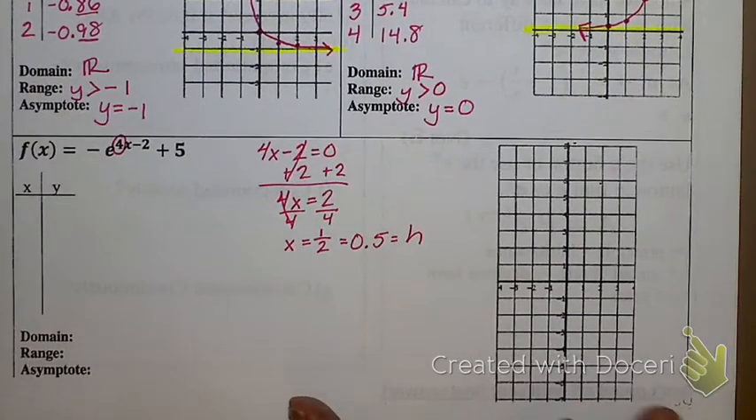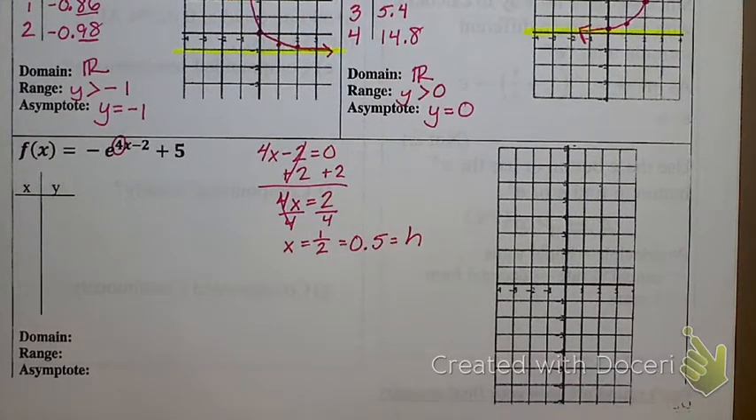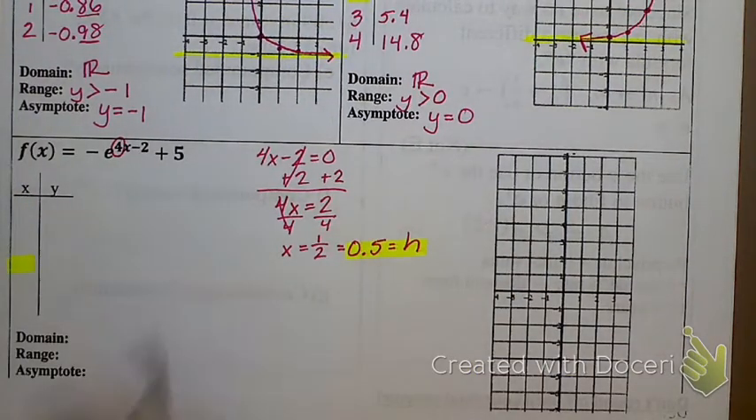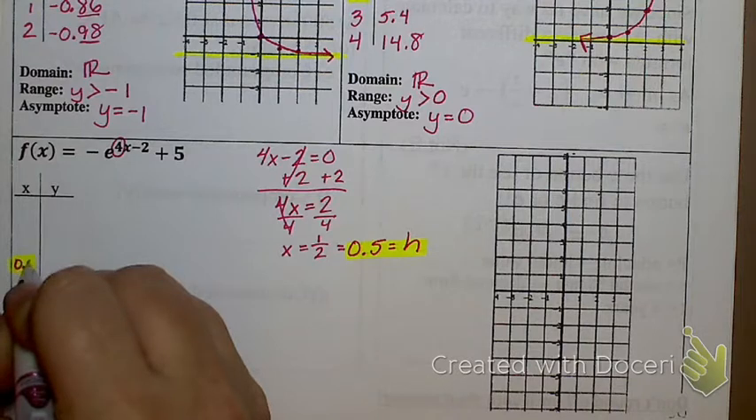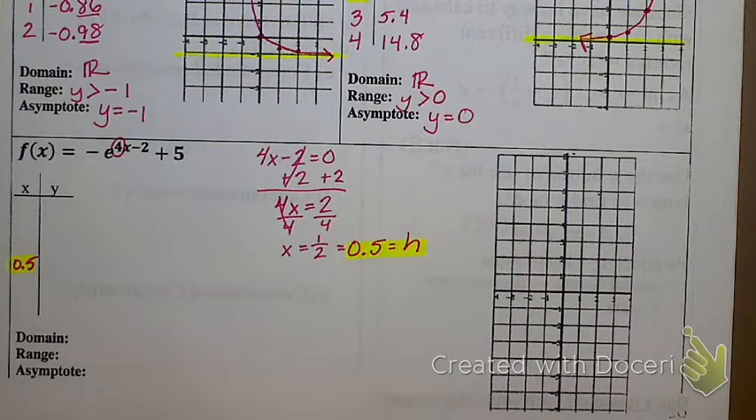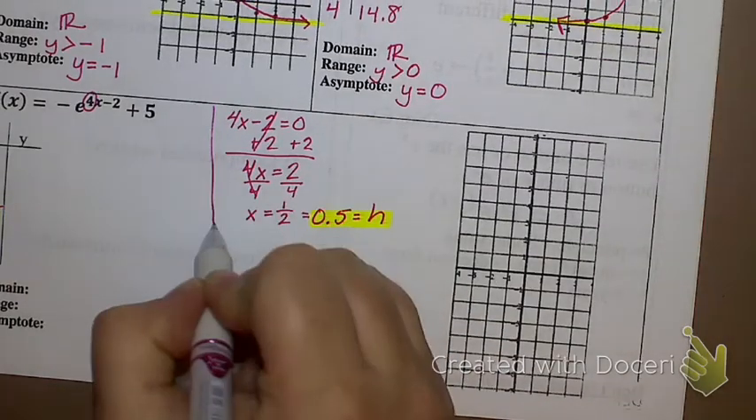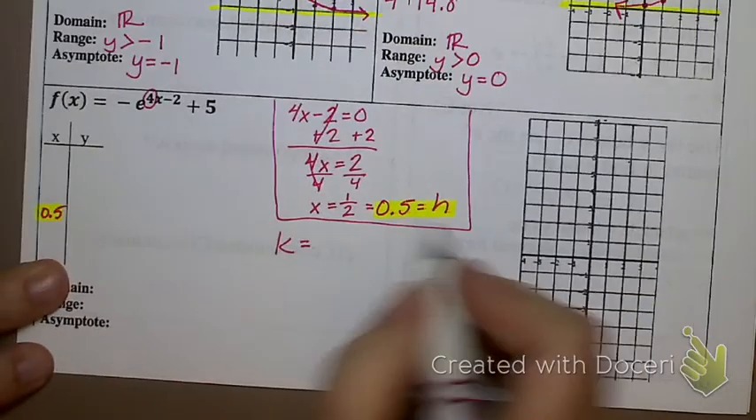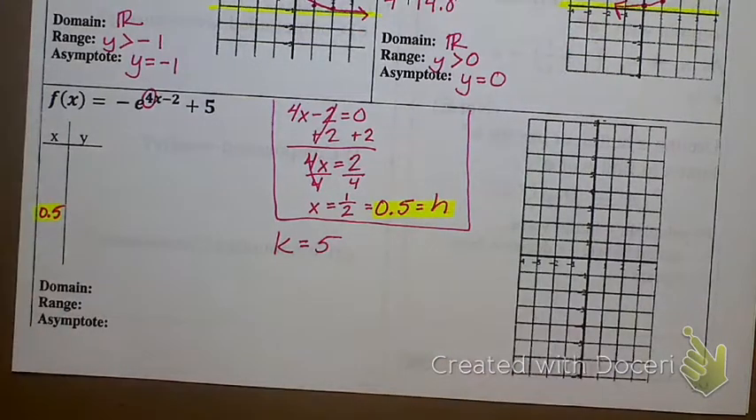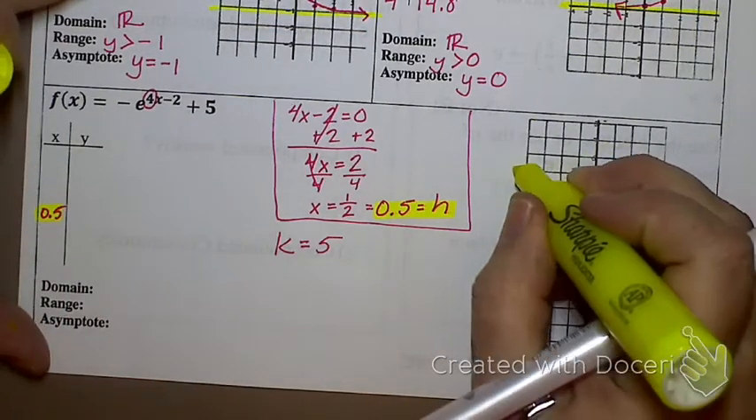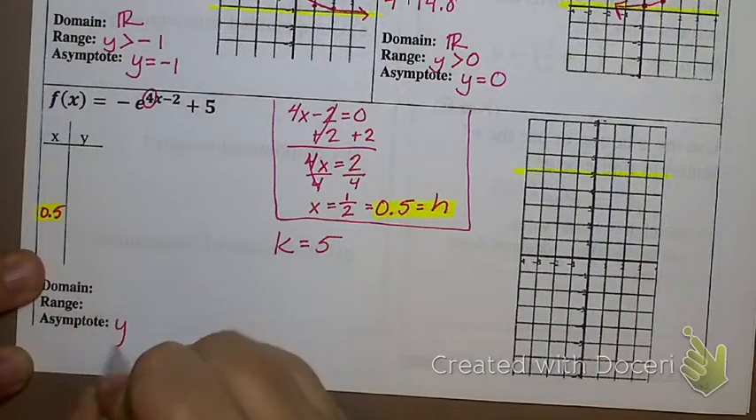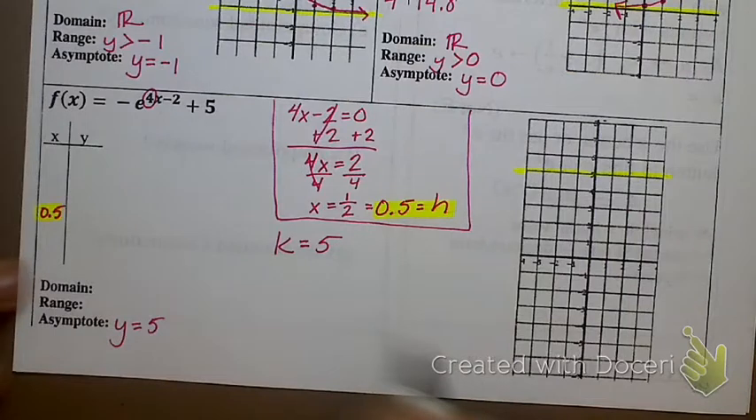Okay, so that's how I find my H value. Now that tells me that 0.5 is what goes in the middle over here. So that's what's different about this problem right here. K is still the same. What would K be here? 5. So my asymptote is up here. And I'm going to call that what? Y equals 5.